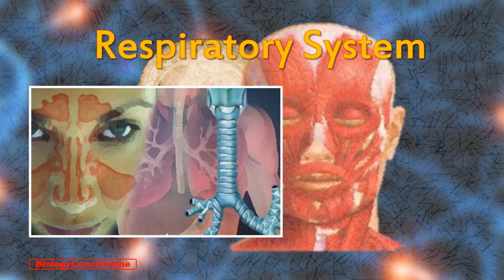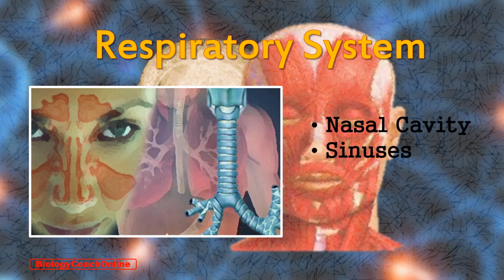Welcome back. In this lecture, we will locate and identify the structures of the respiratory system found in the head and neck. We refer to those structures collectively as the upper respiratory system. And those structures include the nasal cavity, your sinuses, your pharynx, and your larynx.